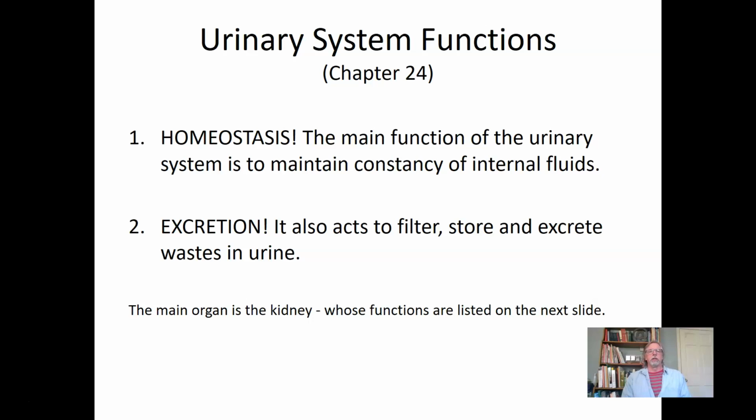Second main function is excretion of waste, and this is also by filtering blood. And so filtration of blood and removal of excess materials, unneeded materials, or sometimes harmful materials, and then elimination from the body is the second main function. Now, the main organ that's carrying out these functions is the kidney. And so let's look specifically at the kidney in terms of the main functions that it carries out.